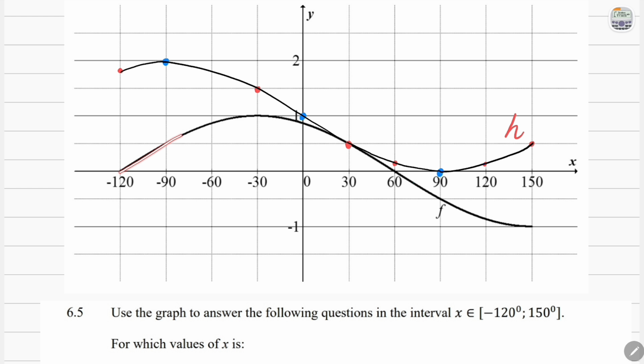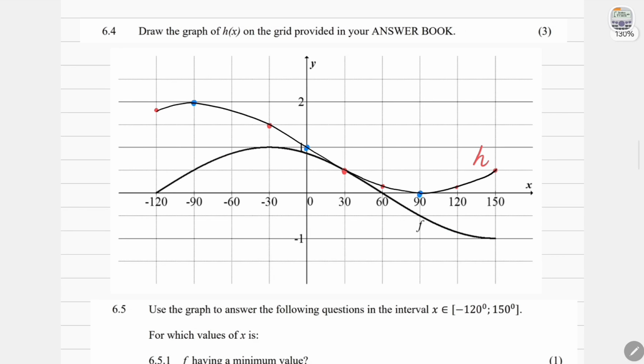It goes here, it's moving up, and then it reaches this highest, this maximum value of 1. And then it goes down, and then it reaches this minimum value of negative 1. So this is the minimum value, but for which value of x does it reach this minimum value of negative 1? It reaches this minimum value of negative 1 over here at 150 degrees.